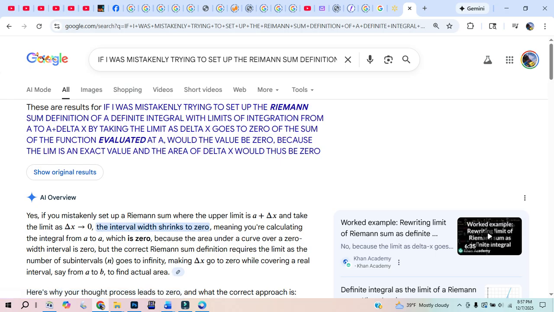Anytime I see the word limit, this has to be an exact value. You know what I mean? And so that's where I can show you my mistake right now.